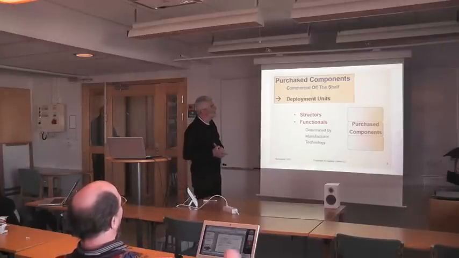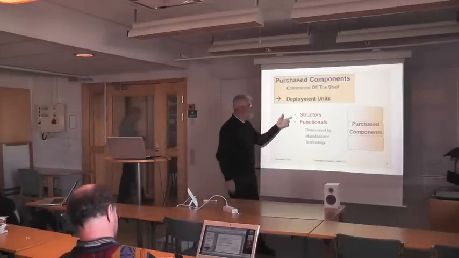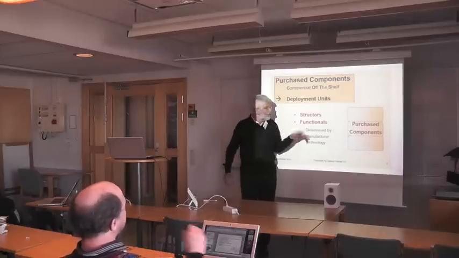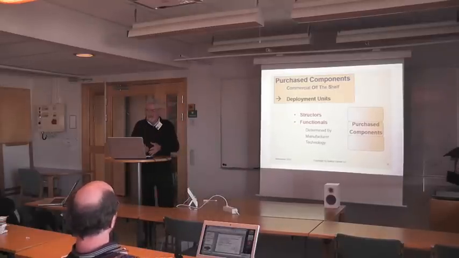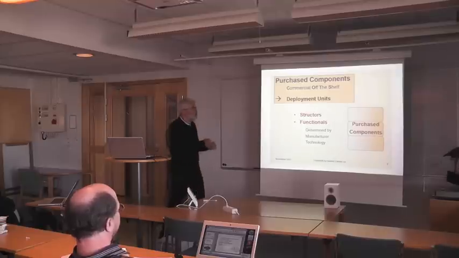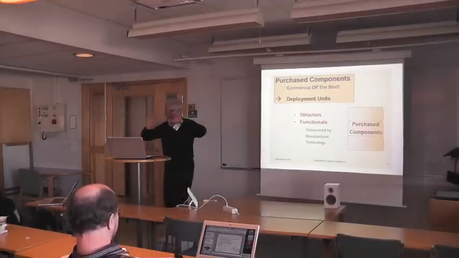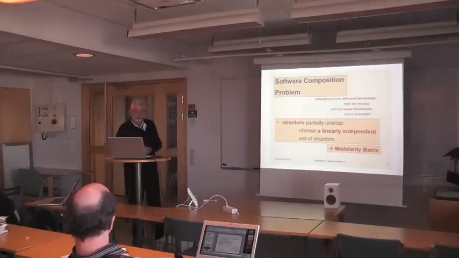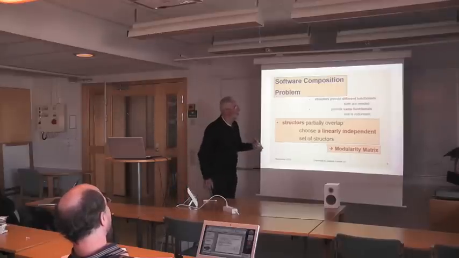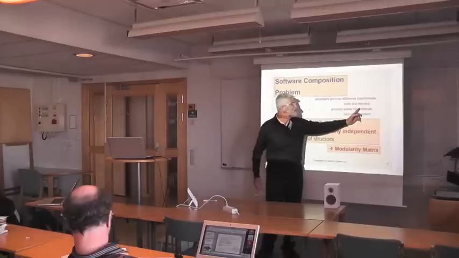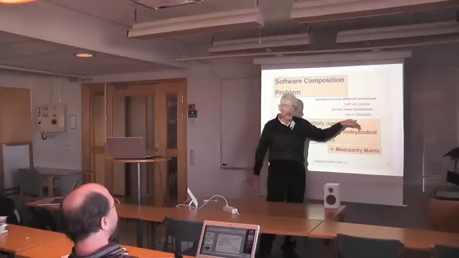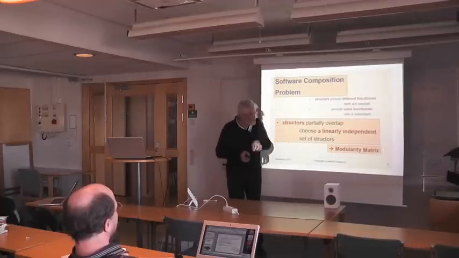The purchased components also have structures and functionals, but the logic of the component manufacturer is different. It is its technology, not the system. And they are requirement units. So we must match similar things, but with a different underlying logic. The problem is, if structures provide different functionals, then both are needed. If they provide the same functionals, they are redundant. If there is a partial overlap, we must choose a linearly independent set of structures.